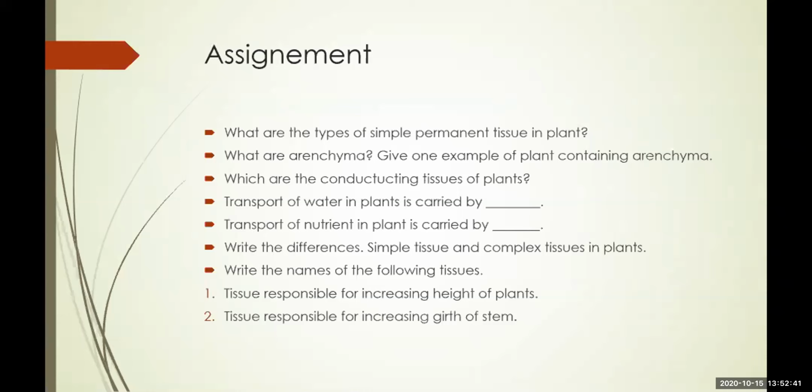Now, write the names of the following. Tissue that is responsible for increasing the height of the plant. This is what we have studied in our last class. The apical meristems are responsible for growth in the height of the plant. Tissue responsible for increase in girth of the stem. Girth means the diameter of the stem. It is caused by the lateral meristem, the lateral meristematic tissue that is present in the stem.